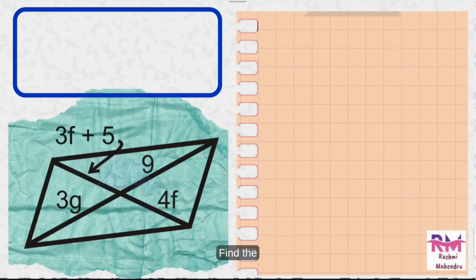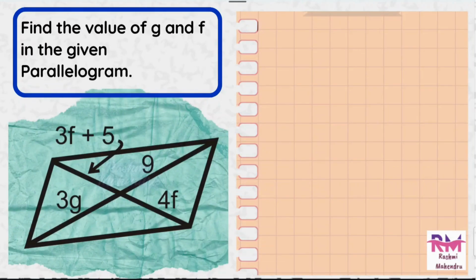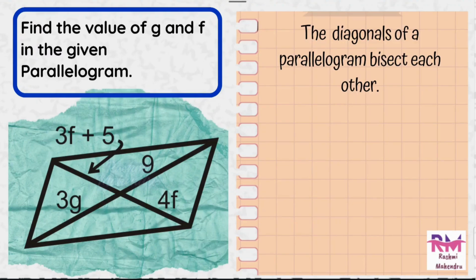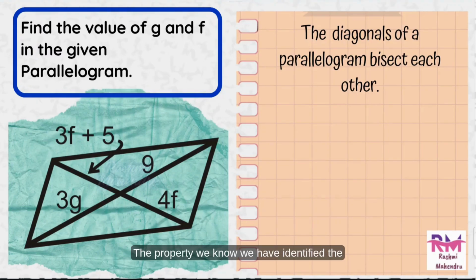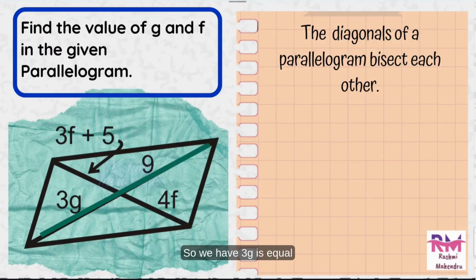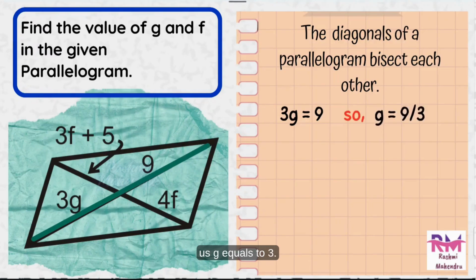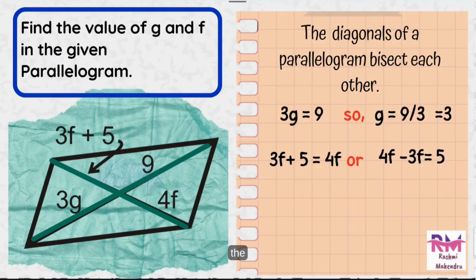One more example for your practice. Find the value of g and f. You have to ensure that you make your equations correctly. The property, we have identified the given element, diagonal, and there is only one property, that they bisect each other. So we have 3g is equal to 9, giving us g equals 3. Similarly, 3f plus 5 will be equal to 4f, giving the value of f as 5. Hence, we found g and f.